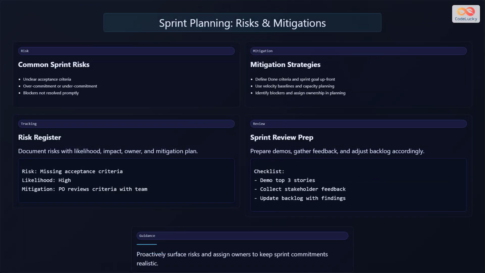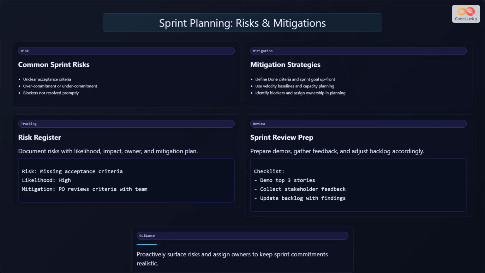Estimation is a critical part of sprint planning. Common techniques include planning poker, where team members independently estimate story points and discuss differences to reach consensus, and t-shirt sizing, which uses small, medium, large, and extra-large categories. Story points represent relative complexity, effort, and risk rather than exact hours.